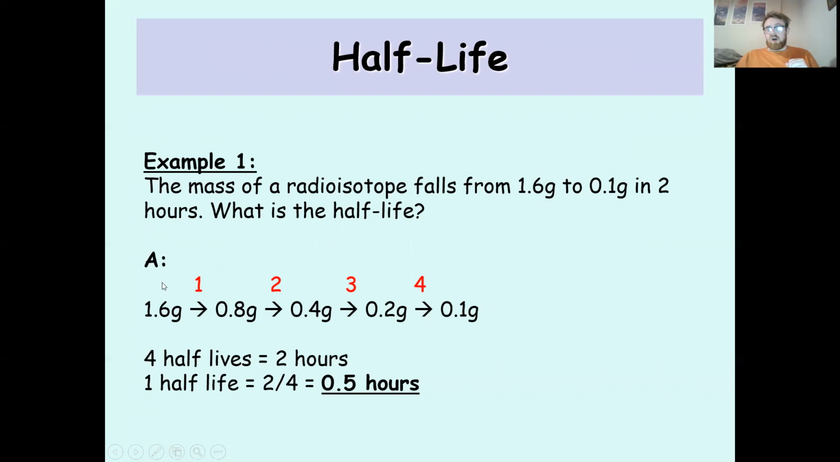The key to this part is remembering that the arrows are the number of half-lives, not the number of numbers. So however many arrows you write down is the number of half-lives. 1.6 decays to 0.8, to 0.4, to 0.2, to 0.1. There are 4 half-lives because there are 4 arrows. 4 half-lives is 2 hours because the total time is 2 hours. 1 half-life is half an hour. Okay.